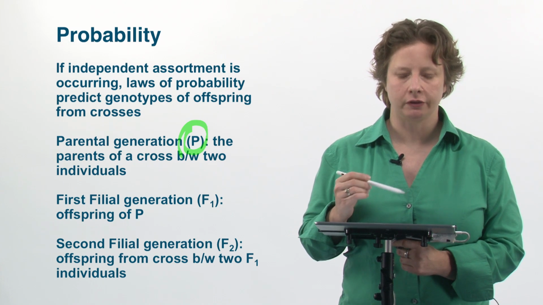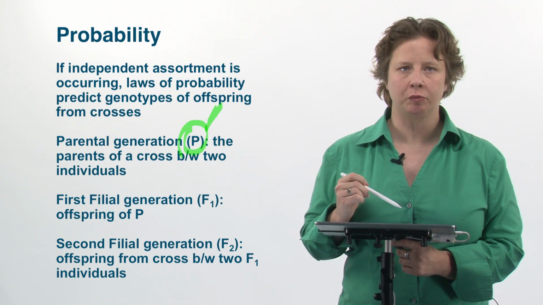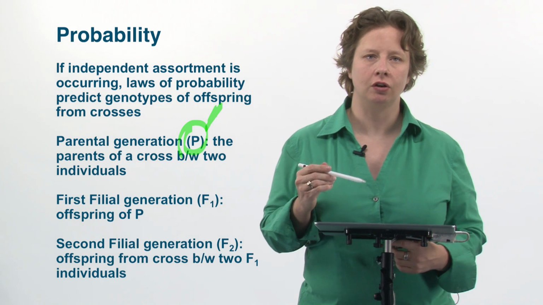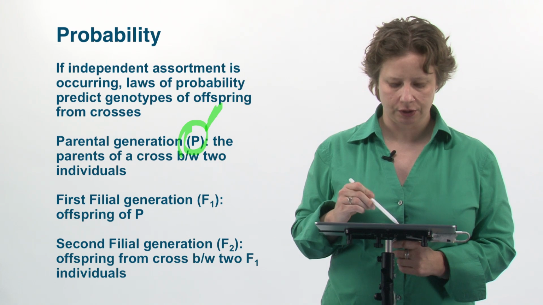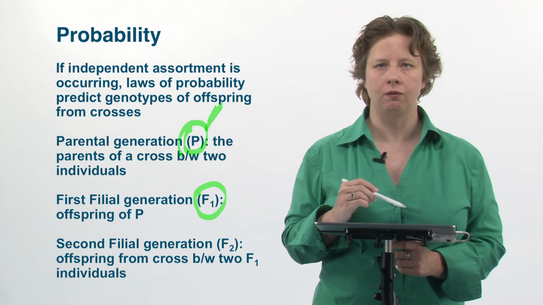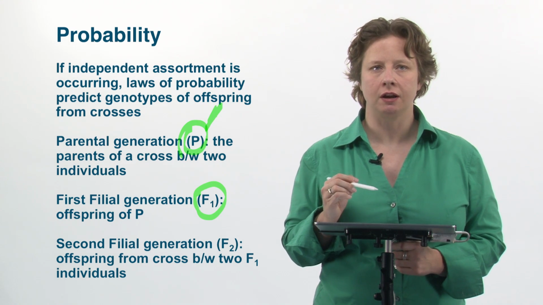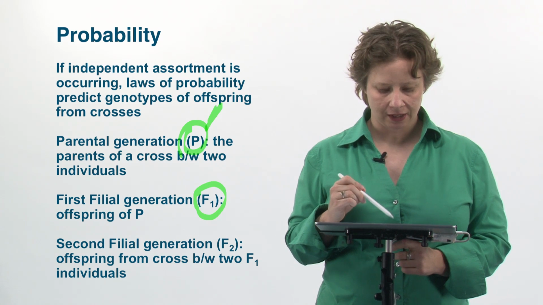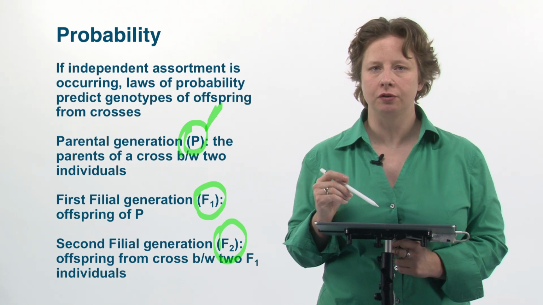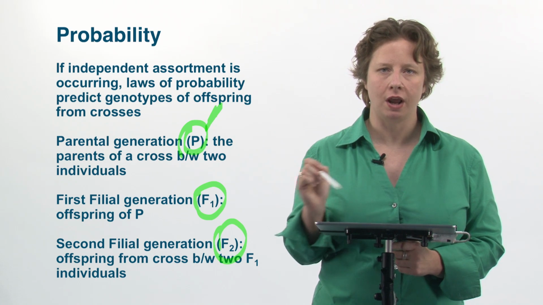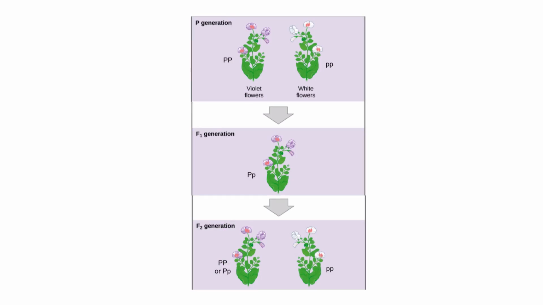So the parental generation, which we show with big P, is the parents of a cross between two individuals. The first filial generation, which we represent with F1, is the offspring of P. The second filial generation, which we show with F2, is the offspring from the cross between two F1 individuals.